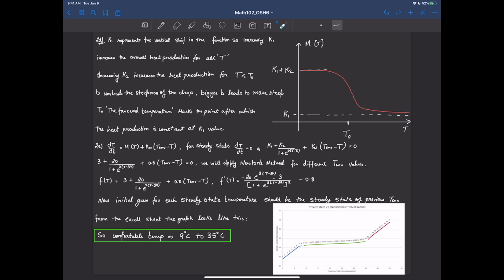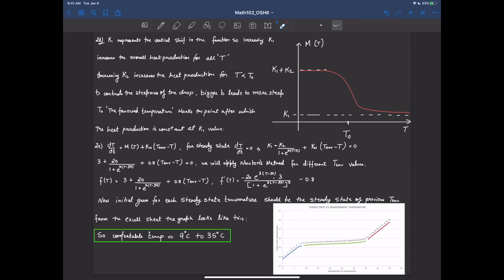And then, the preferred temperature marks the point at which the heat production is constant at the k1 value. Why is that so? Because once the organism has reached its preferred temperature, the metabolism just slows down and doesn't produce much heat, because it doesn't need to heat up more than that.